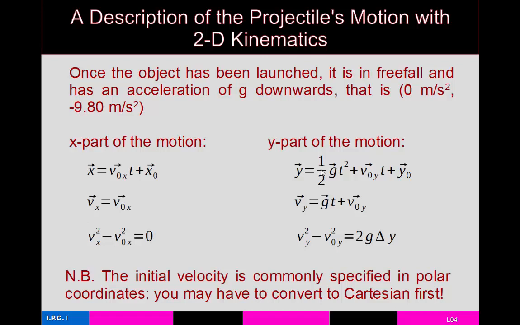In the y part of the motion, the position looks like a position versus time with constant acceleration. The velocity looks like velocity versus time with constant acceleration again. And then you get the familiar v final squared minus v initial squared is 2 times acceleration times the distance traversed. Oftentimes the initial velocity is specified in polar, so you may have to convert into Cartesian before you can set up this set of equations.